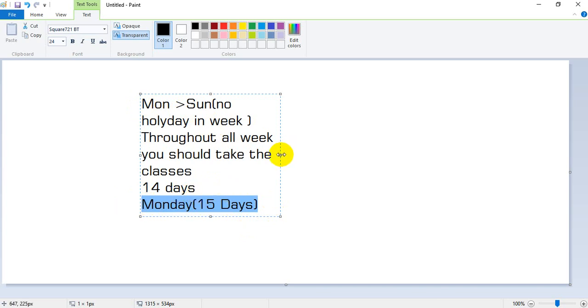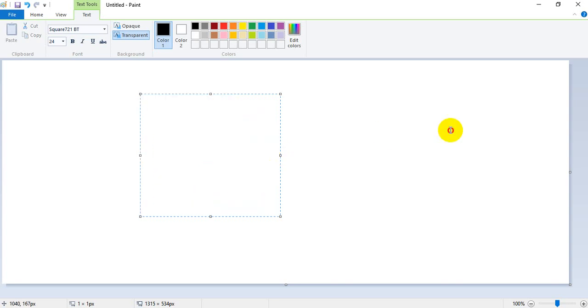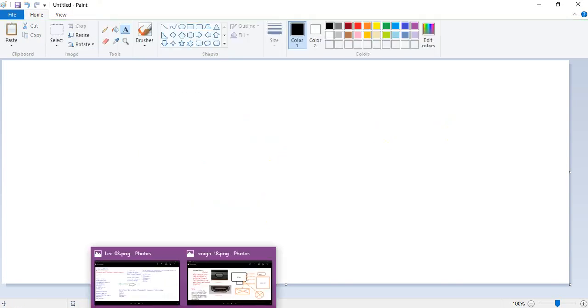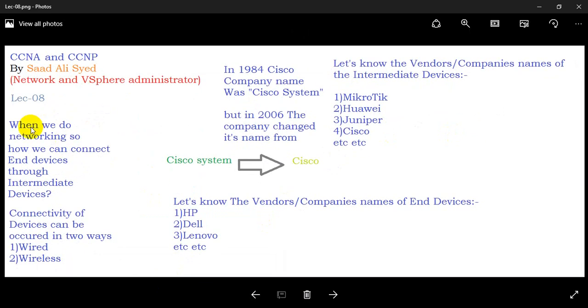That's why there is no holiday, because this is just a short course bootcamp, not a proper course of 2 to 3 months like CCNA and 4 to 5 months like CCMP, etc. So that's why I just roughly want to tell you. Did you notice this? Let's move forward and start from lecture number 8.